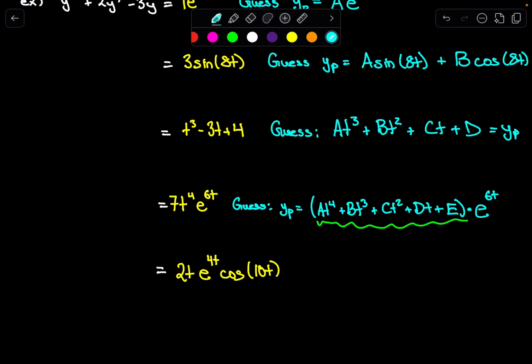Our guess would just kind of follow along. We say, okay, there's a polynomial, there's a linear term right there, so we're going to toss in this linear term of at plus b. Then there's this e to the 4t, so that kind of gets thrown in. But now the question is, what do I do with this cosine of 10t?